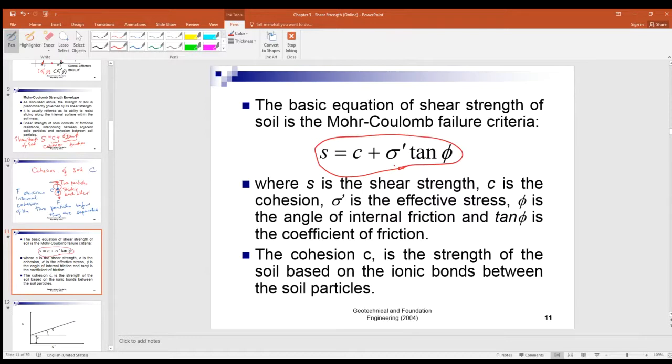Okay, this is a very important failure criterion. The shear strength of soil consists of two parts: cohesion, C, plus the internal friction, which is the normal stress, sigma dash, times tangent phi, the coefficient of friction.